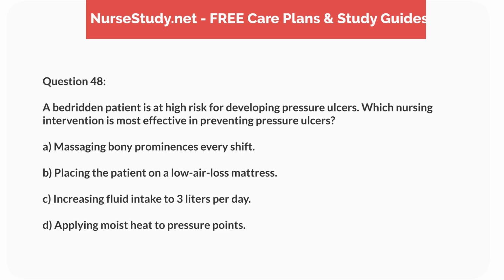Question 48. A bedridden patient is at high risk for developing pressure ulcers. Which nursing intervention is most effective in preventing pressure ulcers? A. Massaging bony prominences every shift. B. Placing the patient on a low air loss mattress. C. Increasing fluid intake to 3 liters per day. D. Applying moist heat to pressure points.